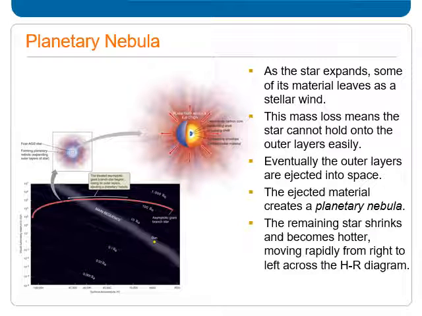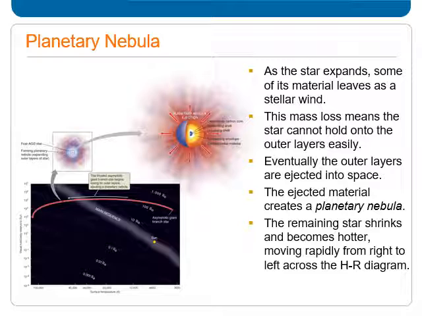As the star expands, some of its material leaves as a stellar wind. This mass loss means the star cannot hold on to the outer layers easily. Eventually, the outer layers are ejected into space. The ejected material creates a planetary nebula. Note that planetary nebulae have absolutely nothing to do with planets.